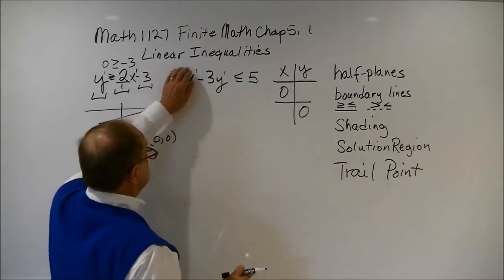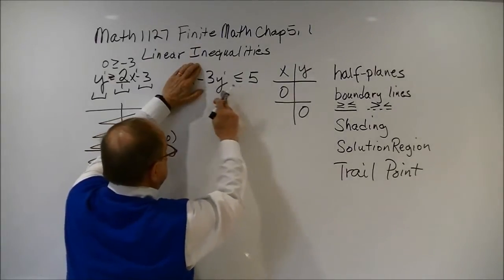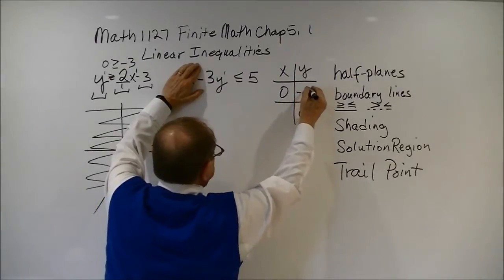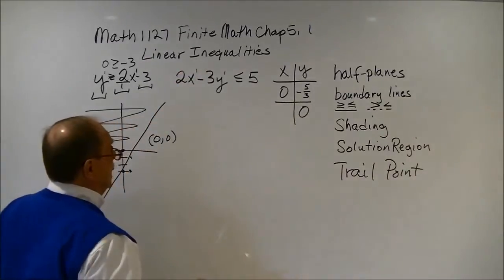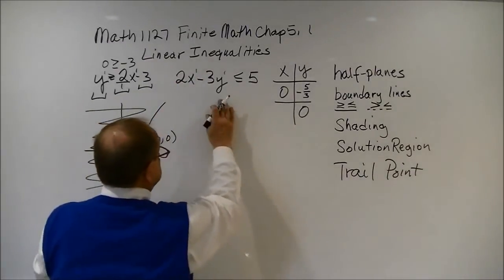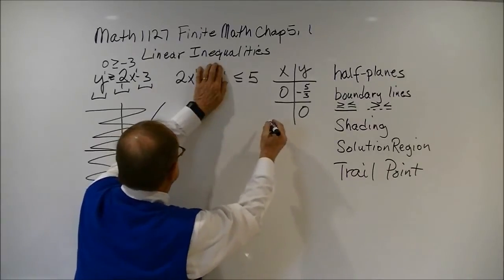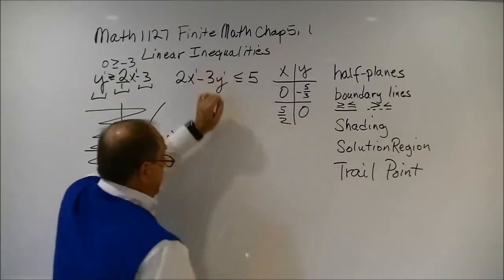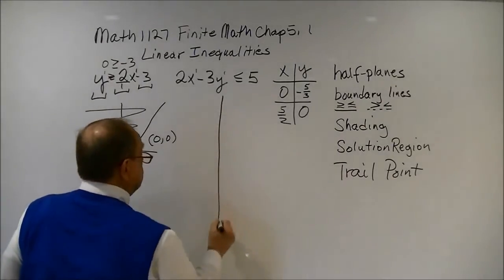Well, if X is a 0, Y, as you divide both sides by a -3, is a -5/3. And if Y is a 0, this is going to be a +5/2. And you might say, well, how would I graph that? Well, again, you can use that basic technique.